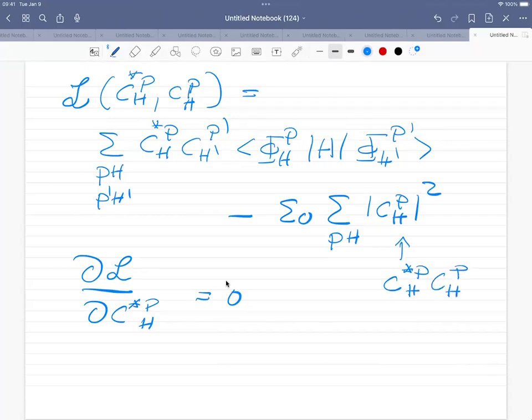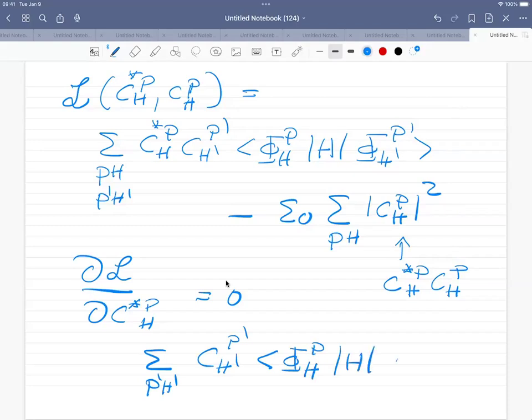If I take the derivative, what we end up with is the following equation. I would have a sum over P prime of H prime, I have these unknown coefficients C of H of P prime, and the states phi of H of P, phi of H of P prime. And this is equal to E0 times C of H of P.